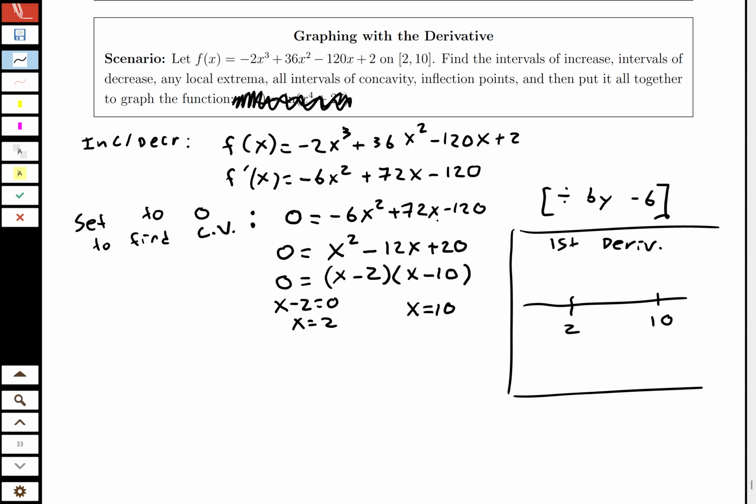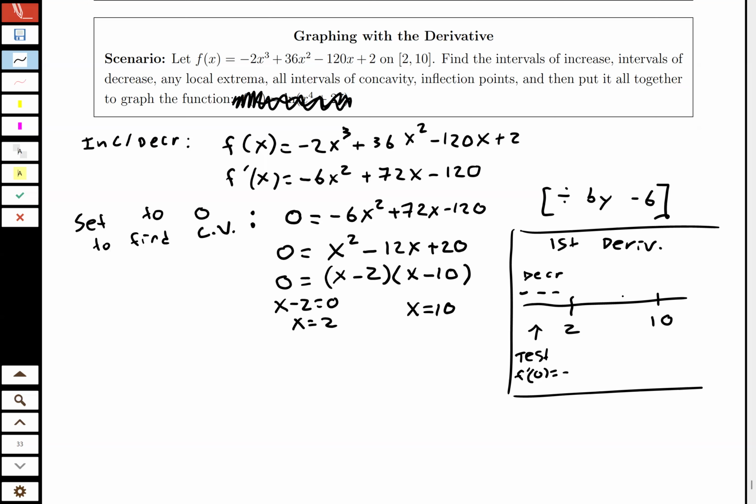If I were to plug into this starting equation the value of 0, doing a test point here, I would have 0 squared, 0, plus 72 times 0, so I have 0 plus 0, minus 120 gives me a negative there. Negative 120, but honestly, I just care about the sign. So that tells me going into 2, it's decreasing.